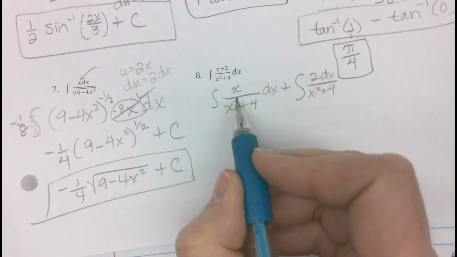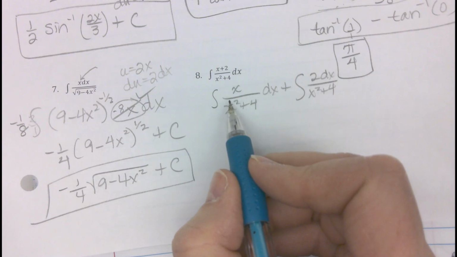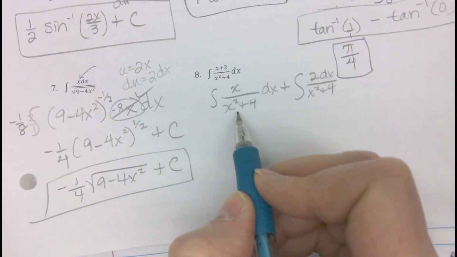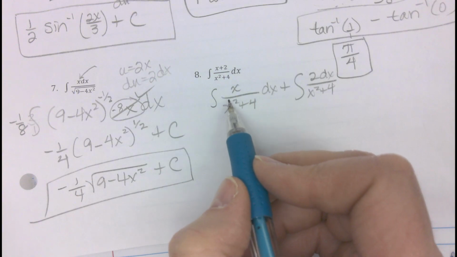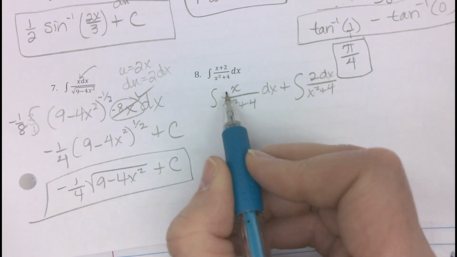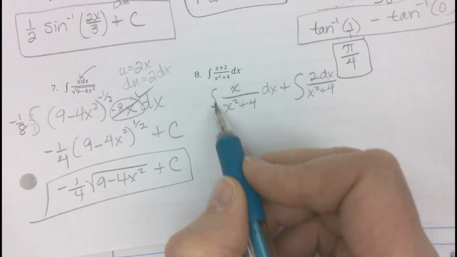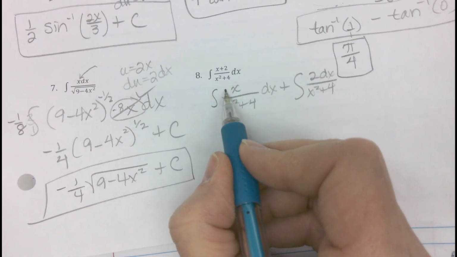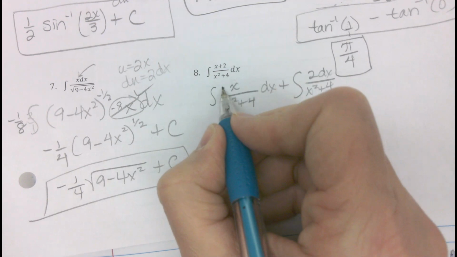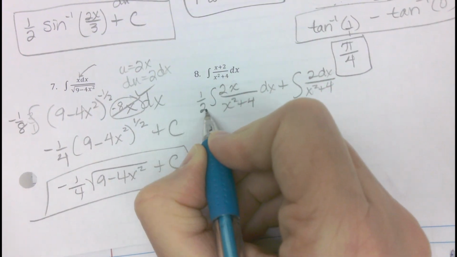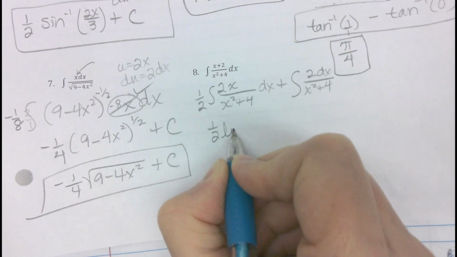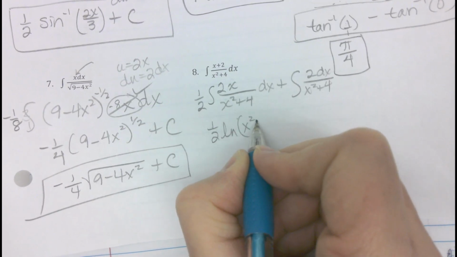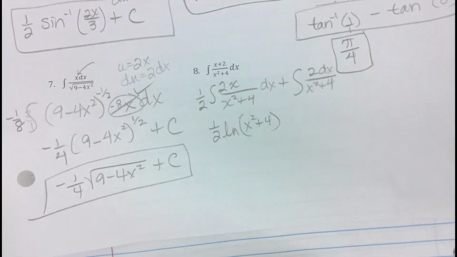So, what is this first one? What is this first one reminding you of almost? ln. Yeah, in other words, the u prime over u is almost complete. What do we need? 1/2. And you're factoring. We got u prime over u, classic, 1/2 ln of x squared plus 4, and I don't need the absolute value because it's already going to be positive, right?